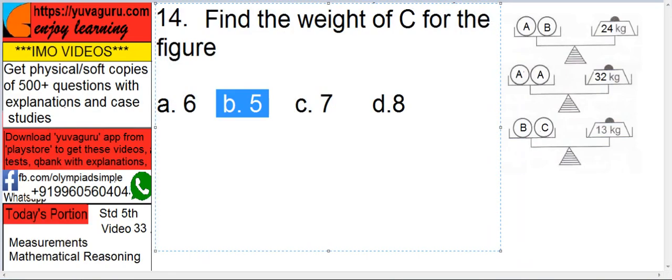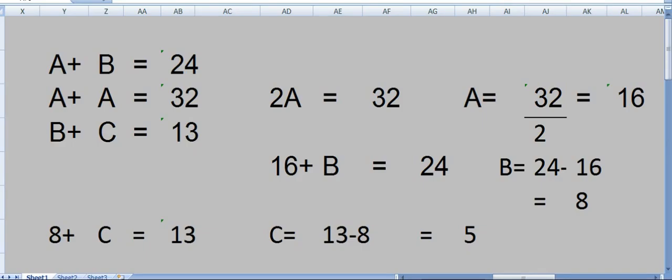That is the answer. Try it yourself again. I would suggest pause this video and try it yourself.